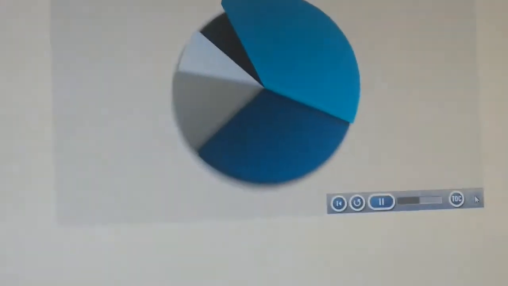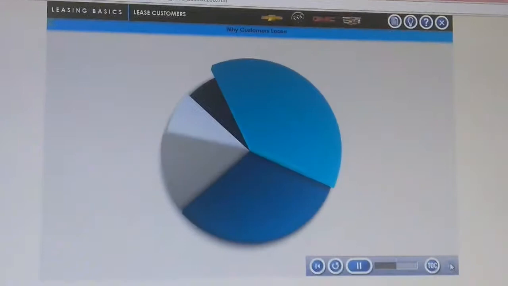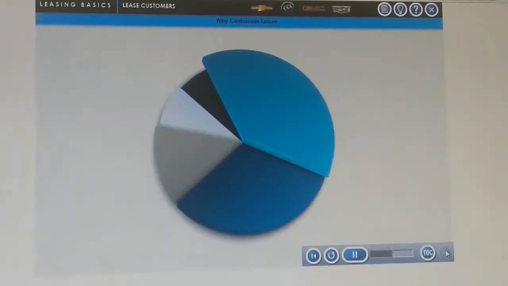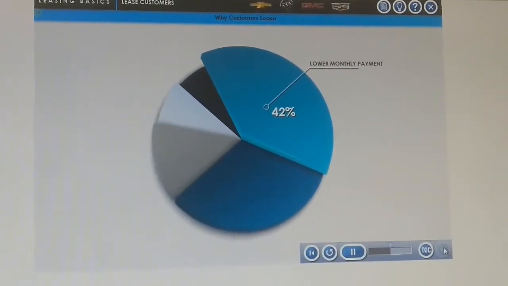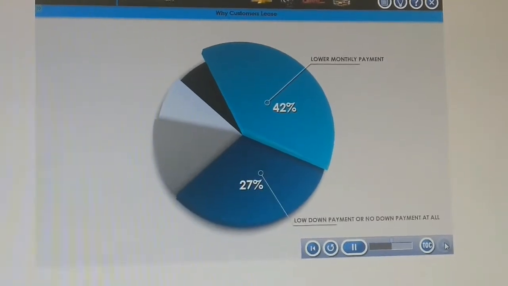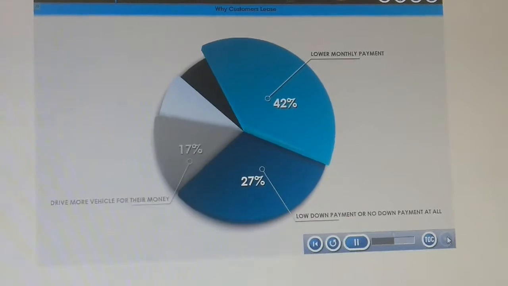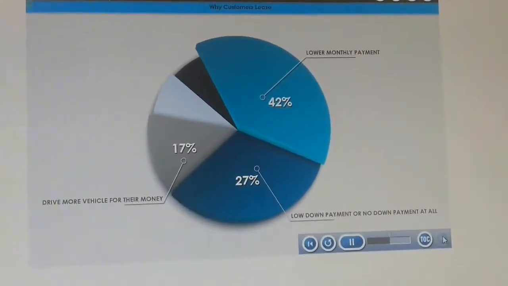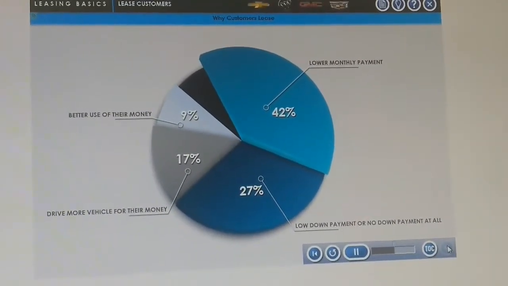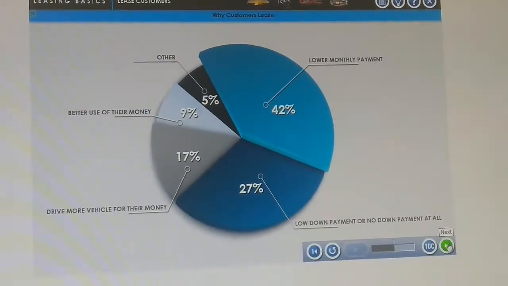So why do customers lease? According to a recent industry study, there are 4 major reasons. 42% say they like the lower monthly payment. 27% want either a low down payment or no down payment at all. 17% want to drive more vehicle for their money, and 9% believe leasing is a better use of their money.